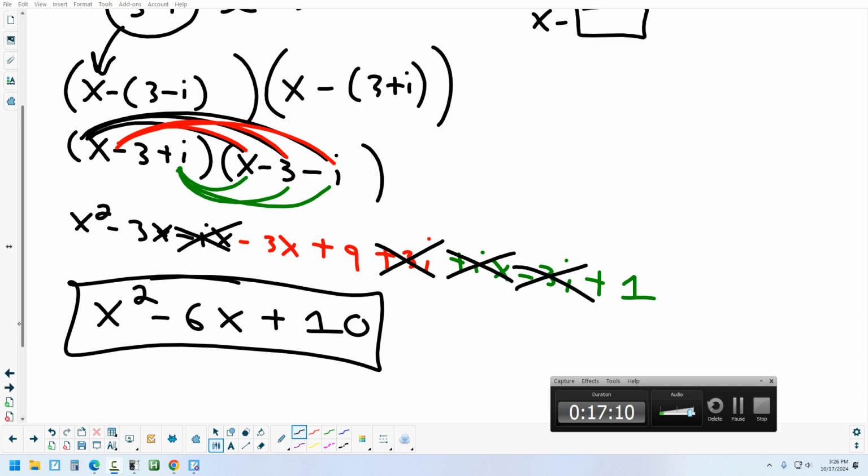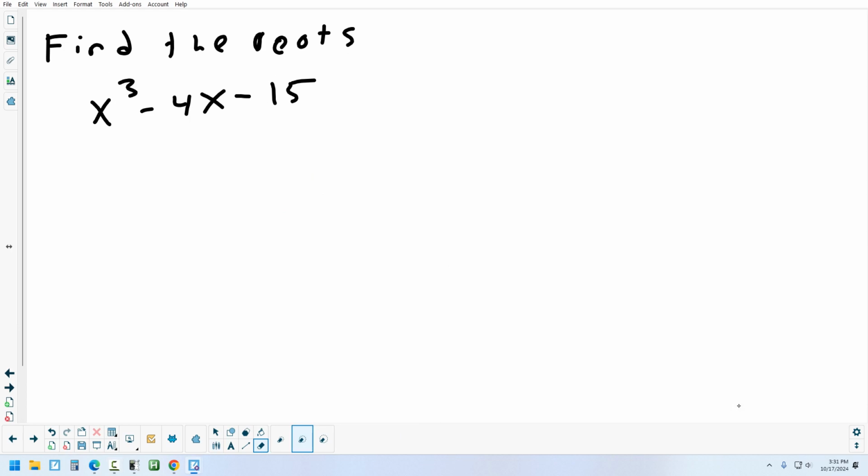All right, so in this one, we're going to find the roots. Are we starting with a quadratic? No, then we cannot use the quadratic formula. We need to start by finding a root that we can pull out of that polynomial. What theorem can I use to generate a list of possible roots? The rational root theorem. Yep.